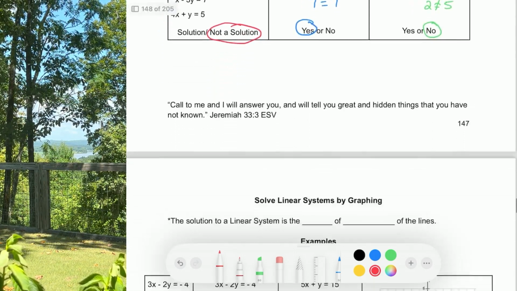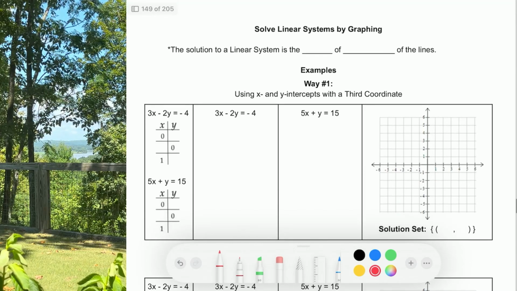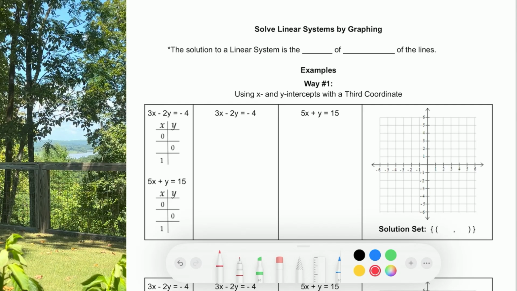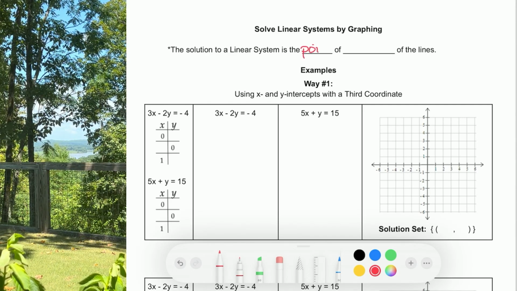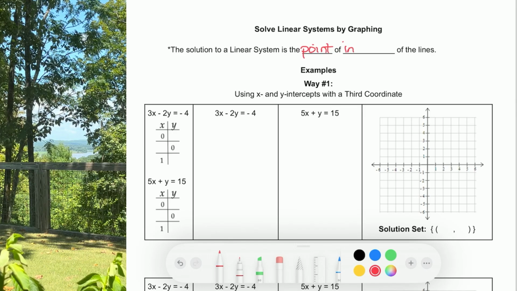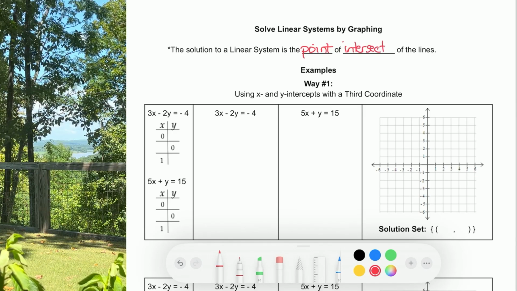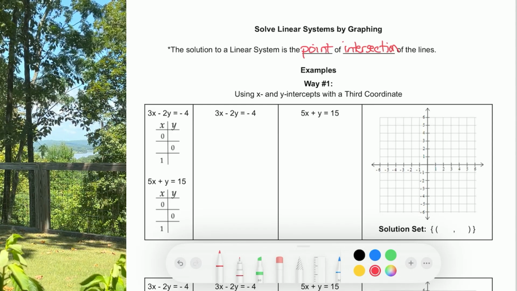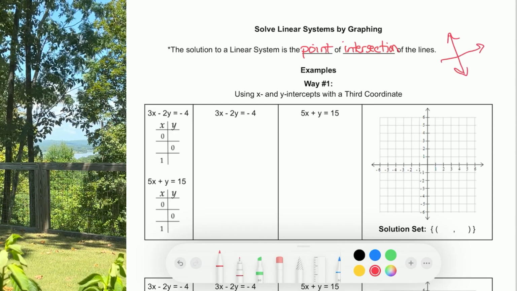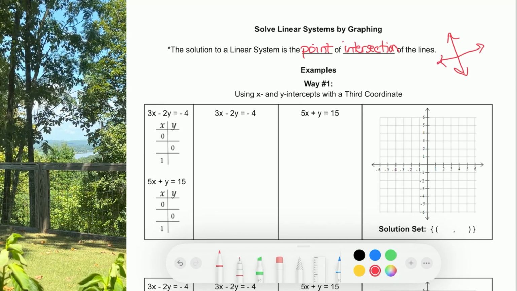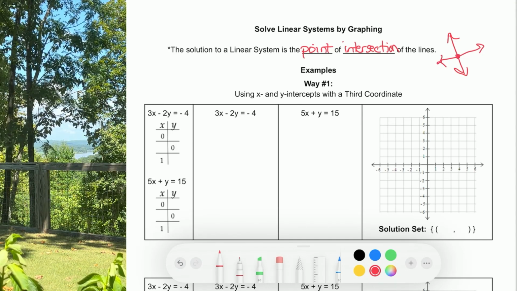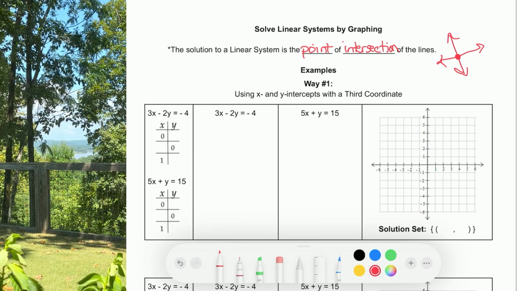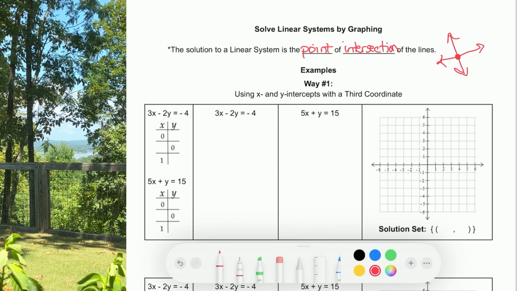All right, let's look at solving linear systems by graphing. So the solution to a linear system is the point of intersection of the lines. So where they cross each other, basically. So if you have two lines like this, the solution to the linear system is right here, where they actually cross. That ordered pair is the solution to both of those lines. That is the only place that they share a coordinate. So that's why it would be the solution.